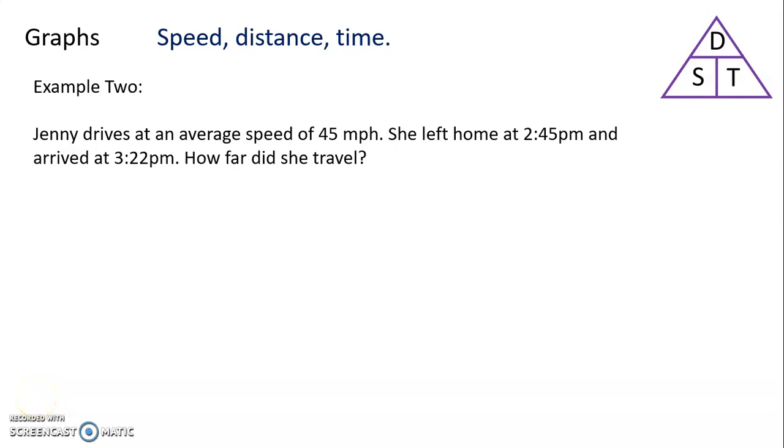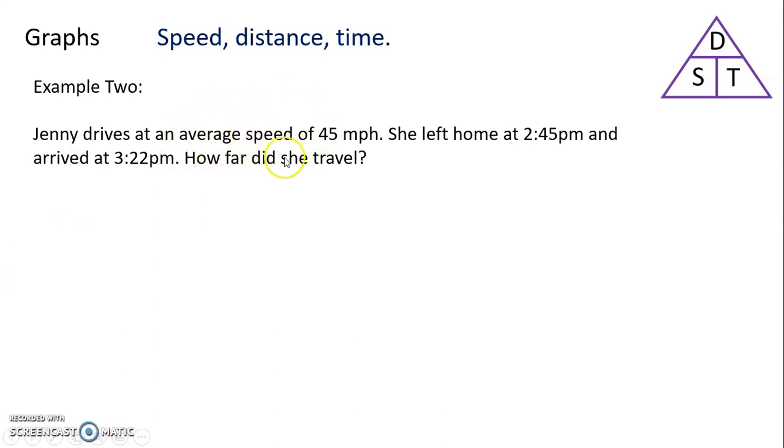Hi, Year 10. So picking up where I left off, we're now going to move on to example 2. Jenny drives at an average speed of 45 miles per hour. She left home at 2:45 p.m. and arrived at 3:22 p.m. How far did she travel? So again, we've got this average speed coming up.